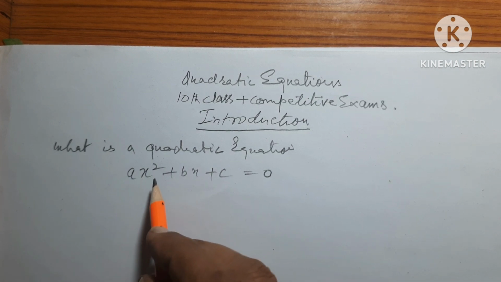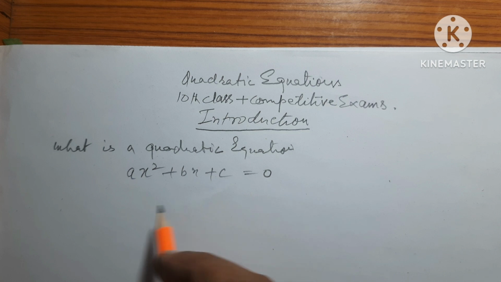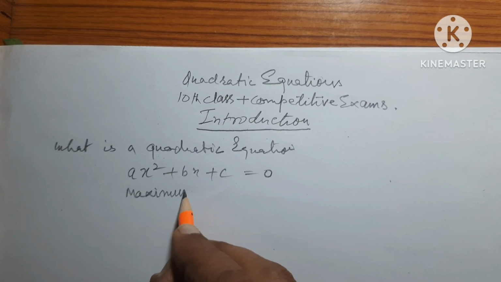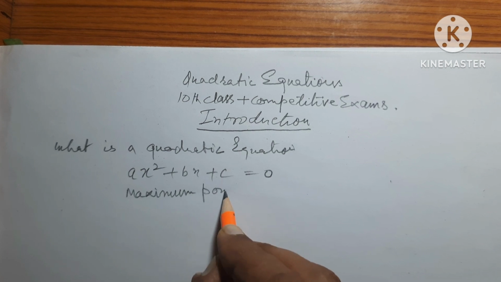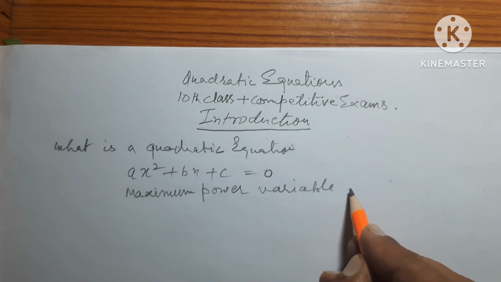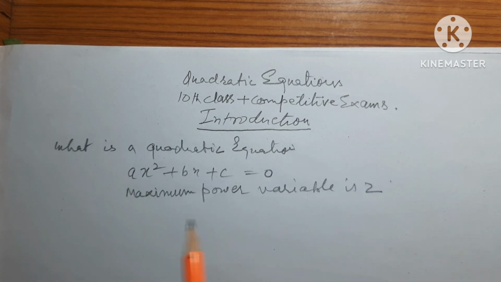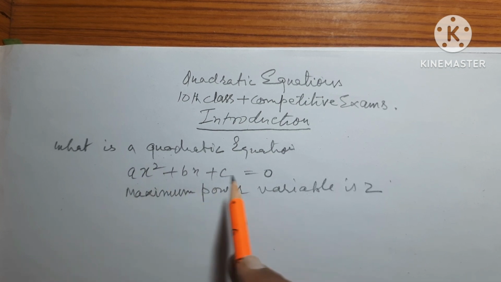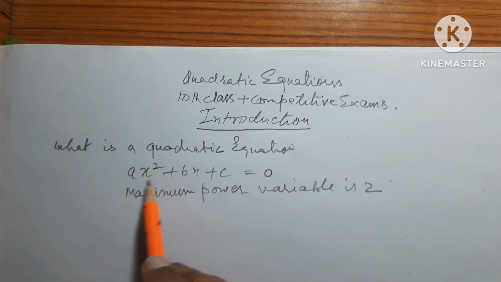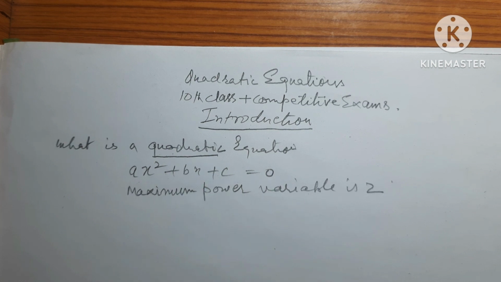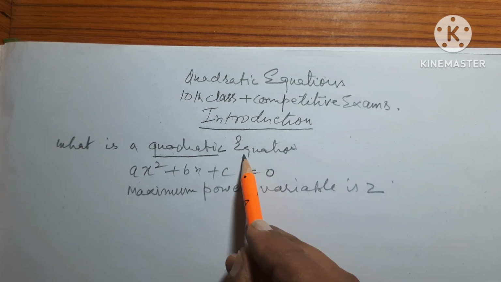The maximum power of the variable is 2. And this type of equation has a specific name. It is known as a quadratic equation. It's a polynomial also, but this polynomial of degree 2 has a specific name, quadratic. And since there is an equal sign, it is an equation also.